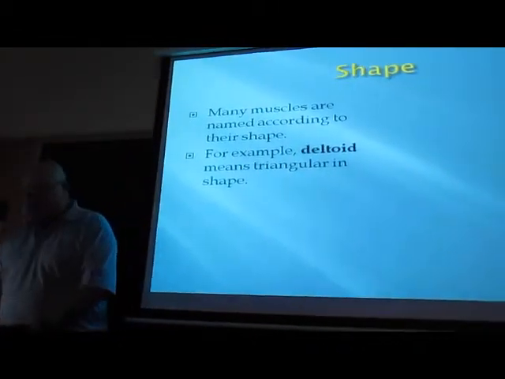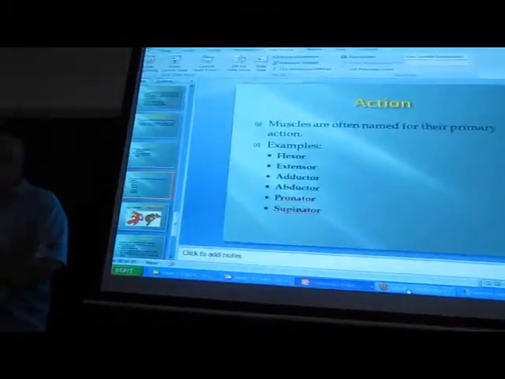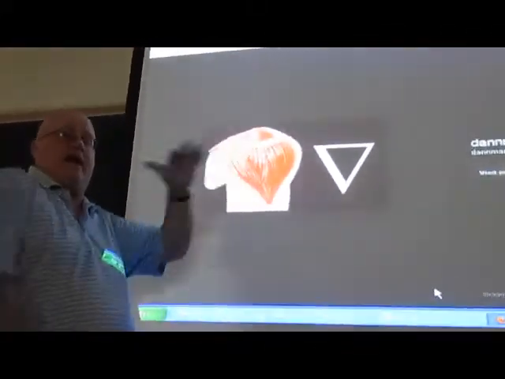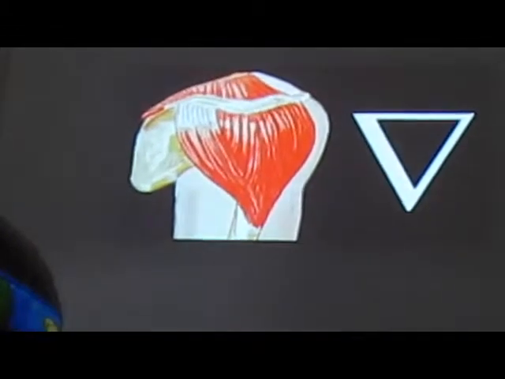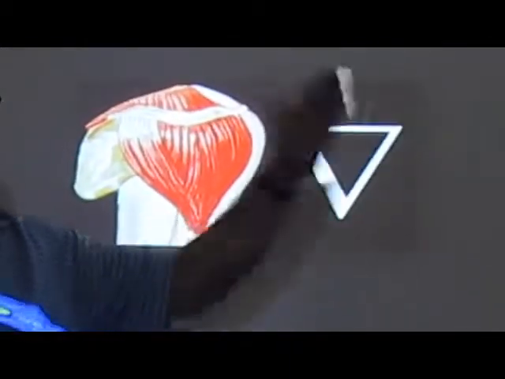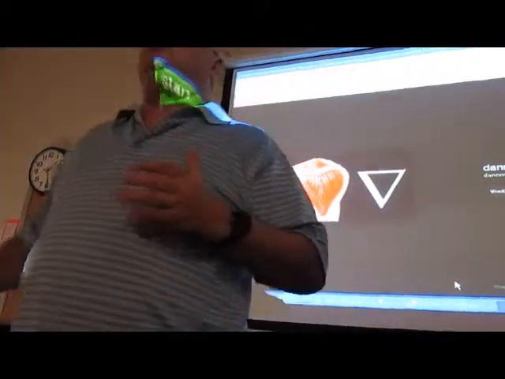Alrighty, and the shape. If I could show a good sample of a muscle with a very pronounced shape, the deltoid's probably one of the best. This is what a deltoid muscle looks like in the body. Everyone point to your deltoid muscle. If you were to actually take a look at this muscle, it has the look of a delta, or an upside down triangle. So this is one that has a fairly pronounced shape. Any of the muscles that have names similar to shapes that you remember from your 9th or 10th grade geometry or trigonometry class, those are muscles that are shape named.